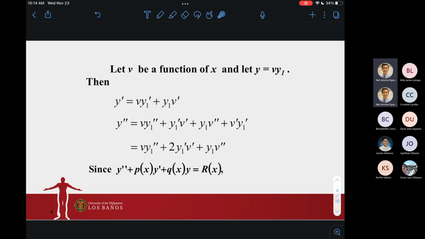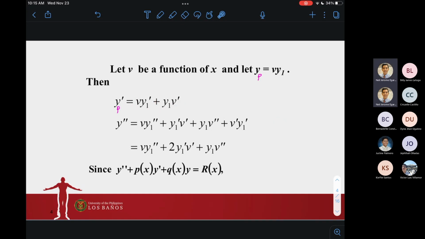Well, let's see. Let's first find the derivatives of this function y. I really want to call this y sub p so we know that this is my final form for the particular solution. Now, differentiate y sub p. We get this using the product rule. I needed to apply the product rule here because both v and y sub 1 are functions of x. So I took the derivative of y sub p with respect to x, which is why I used the product rule. And then another batch of the product rule for each of the terms to get y double prime.